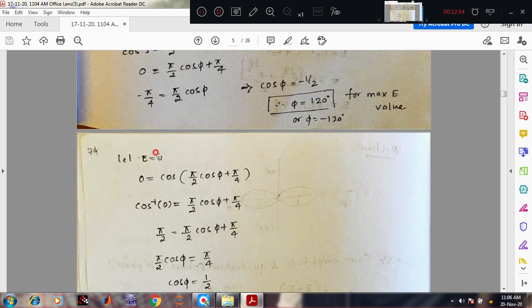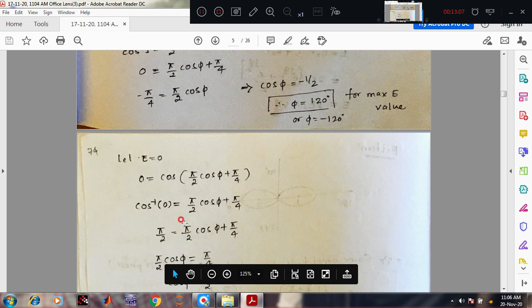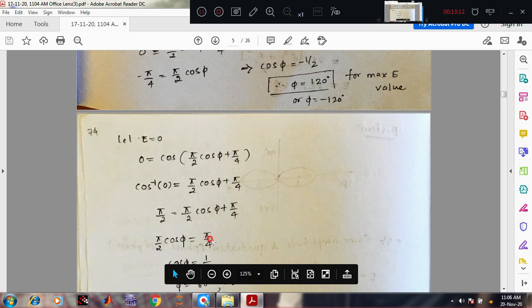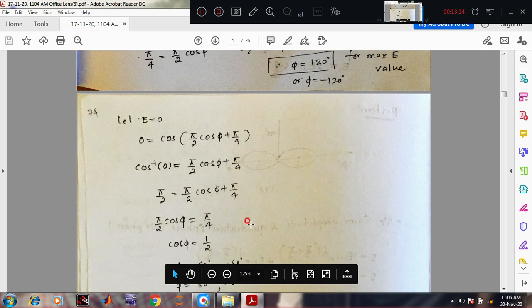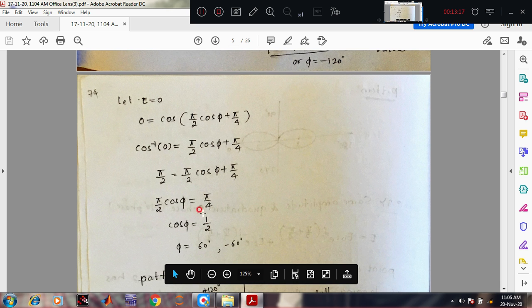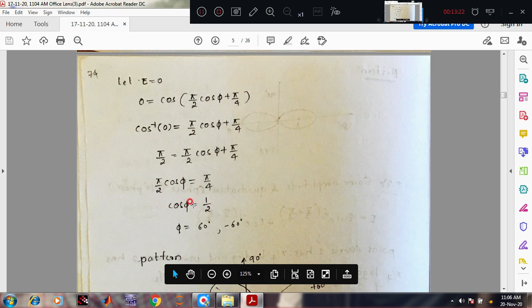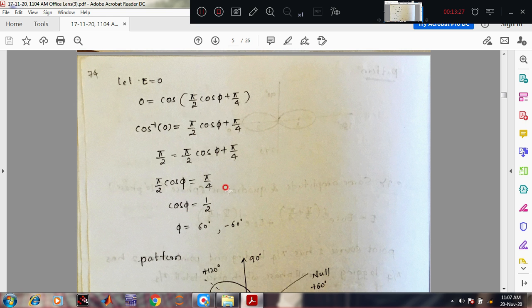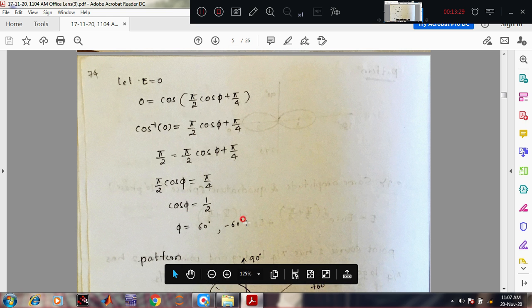Let E be 0. For the field to be 0, what is the angle of phi? So equate it to 0, 0 equals cos of pi by 2 cos phi plus pi by 4, right? So cos inverse of 0 will be what? Pi by 2. Pi by 2 is equal to pi by 2 cos phi plus pi by 4. Pi by 2 minus pi by 4, that will be what? Pi by 4. Pi by 2 cos phi is equal to pi by 4. So this will get cancelled, 2 and 2. So 1 by 2. So cos phi will be what? 1 by 2. So for cos phi to be 1 by 2, what is the value of phi? Cos inverse of 1 by 2 will be plus 60 degree or minus 60 degree.